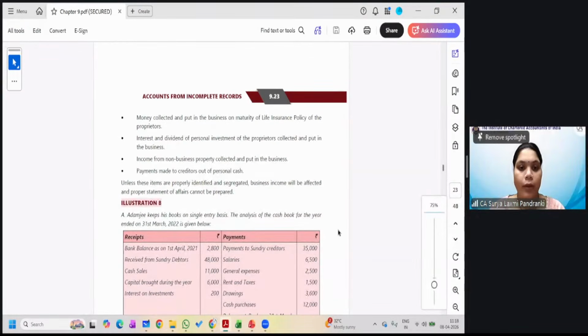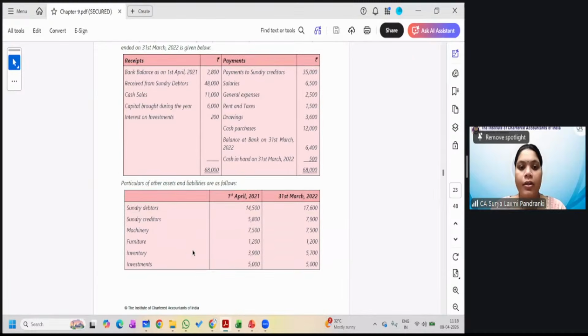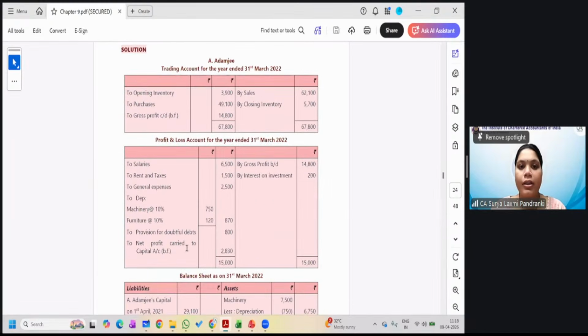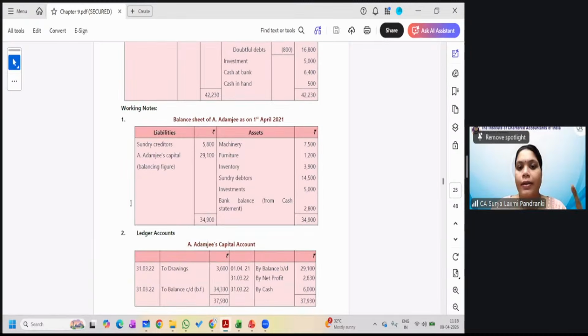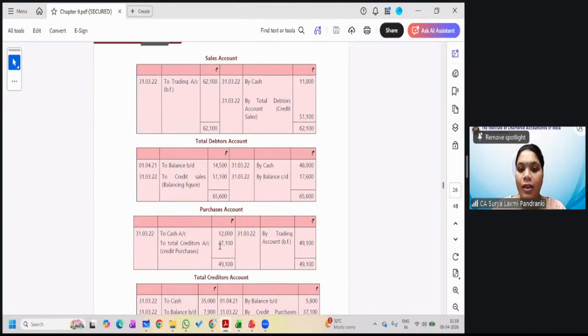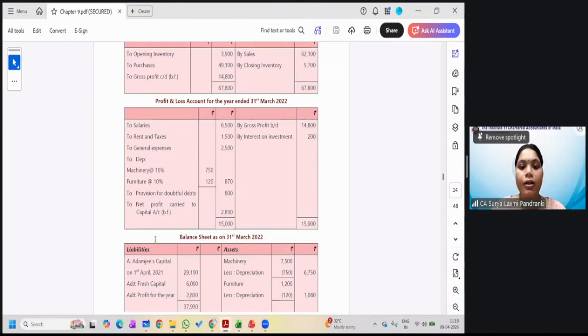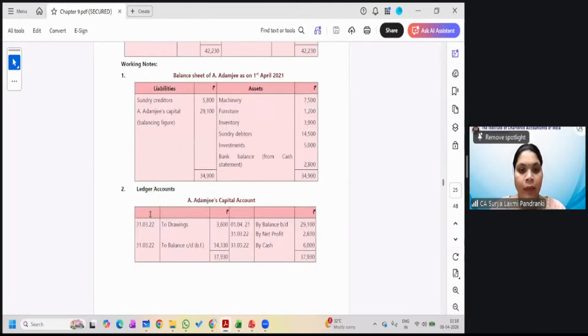Yes, ma'am. So I think in illustration 8, we have done the calculation of the statement of affairs, the opening balance calculation. Then we used capital account, debtors, purchases, everything. We tried to see what is a balancing figure and then put that value in our trading account, P&L account, and balance sheet and finish our final accounts. That was what we have done there.